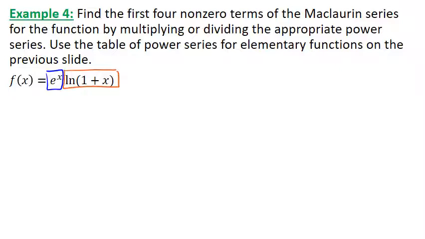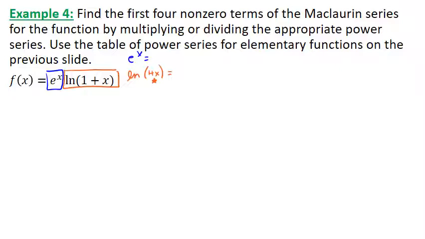So basically what we're going to do is we are going to use the tables for e to the x and for the natural log of 1 plus x. I put a star there because really it's just x. And then what we're going to do is we're going to combine these and see what happens. Okay, so let's take some baby steps.